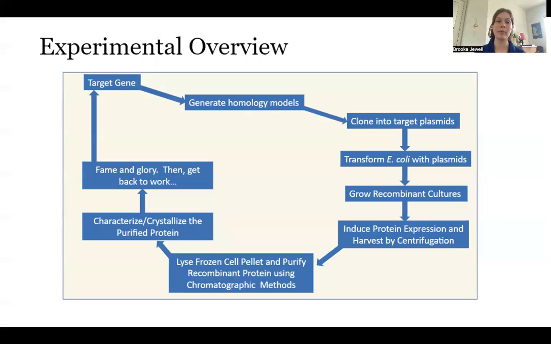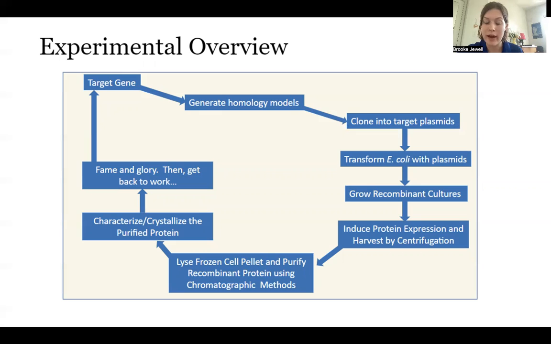So this is our experimental overview, sort of all the checkpoints we went through in our research. Of course, Cain-55 is a gene within a bacteriophage that codes for a protein of interest. So we start with the target gene, and then to get more background information on our protein, we are going to generate homology models. We can use web servers such as Phyre2 and RaptorX to predict the structure and function of our protein based on proteins that we have already discovered and crystallized.